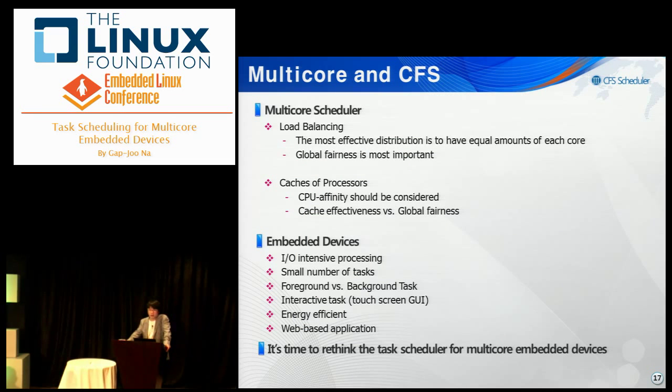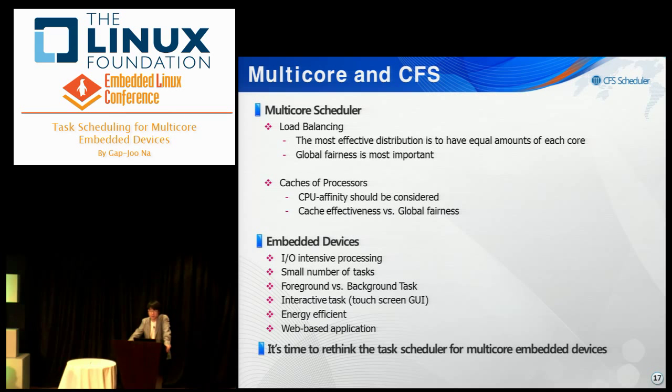Thus, our team has researched how to complement this situation, and we think carefully that it's time to rethink the scheduler for embedded Linux systems. But we face the problem: is global fairness the most important factor in multicore? It is hard to answer easily, so we performed some experiments to find the answer.